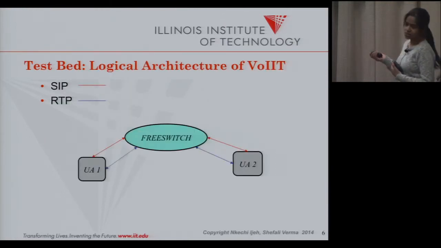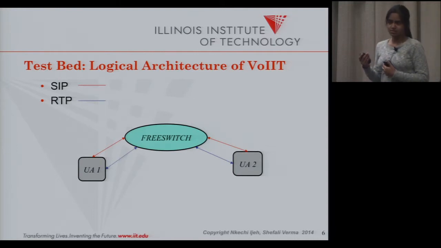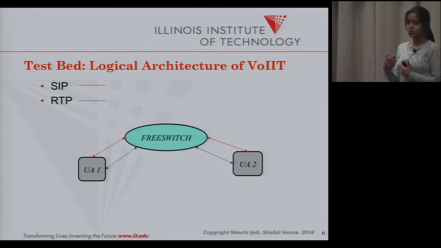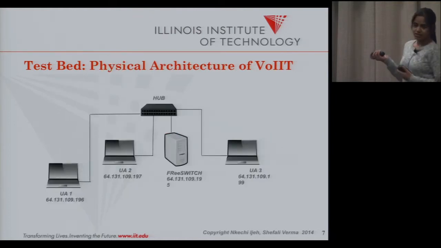And this is the logical architecture. It basically defines the message transfer between the components. In this, the FreeSWITCH acts as a back-to-back user agent, such that it acts as a server to the user agent who initiates the call, and it acts as a client to the user agent who takes the call. Then this is the physical architecture that shows how the components are connected to a hub.